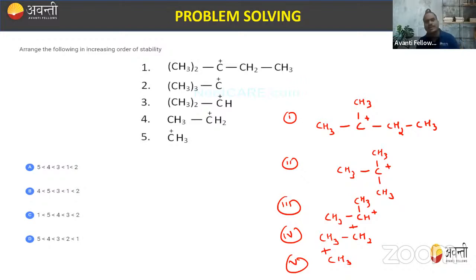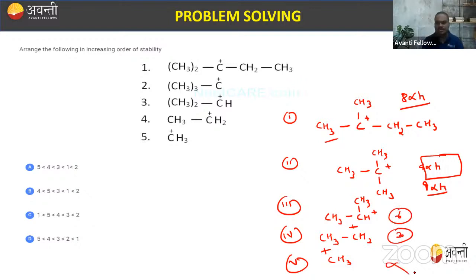Now, we all know that this carbocation stability depends upon the hyperconjugation. So here in this case, we have 9 alpha hydrogen, right? So sorry, here we have 9 alpha hydrogen. Here we have only 6 alpha hydrogen. Here we have only 3. Here we have no alpha hydrogen. So we can say that maximum stability is for second, right?